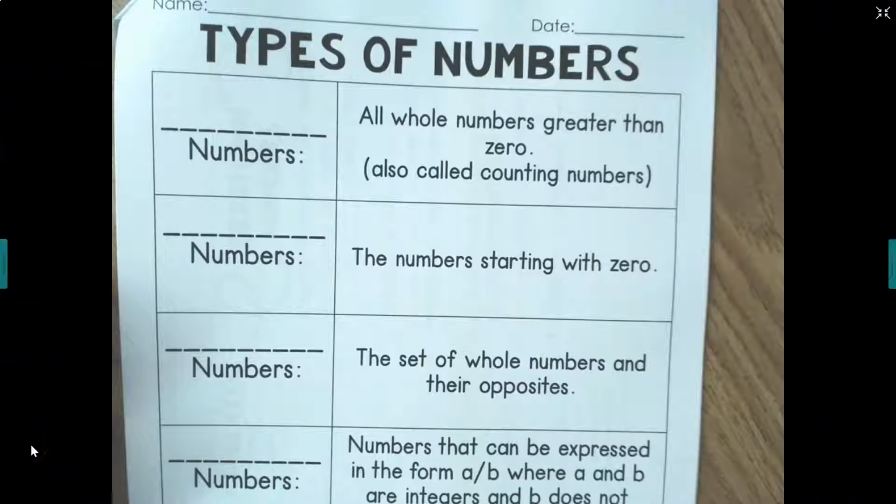Welcome to this video on rational and irrational numbers. By the end of this video, you should be able to differentiate between a rational number or an irrational number and know the perfect squares up to 15.